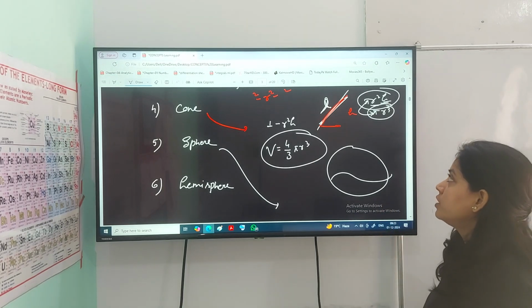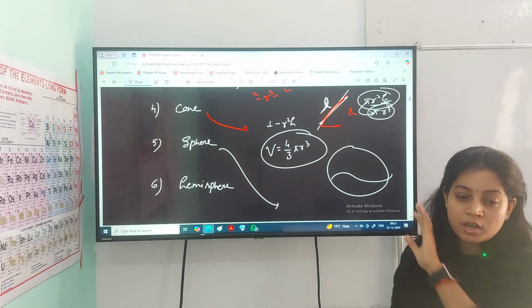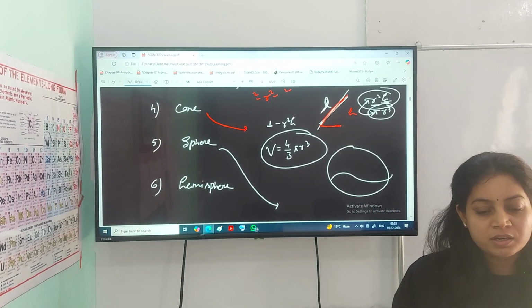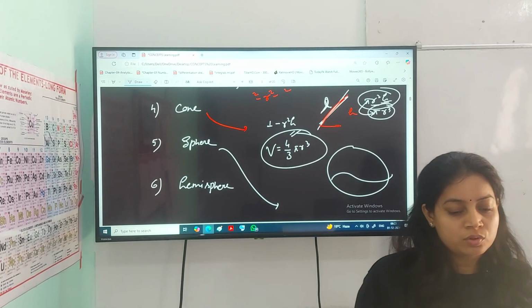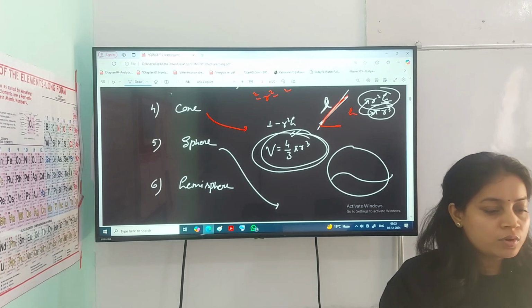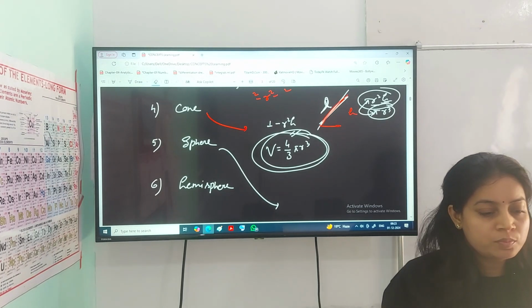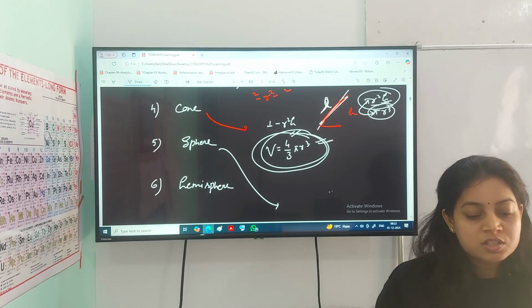There will be no confusion at all. So pi r cube, and if we put it similarly for the volume, then it is 4/3 of pi r cube. So definitely the volume will be 4/3 pi r cube. This is the volume of the sphere.